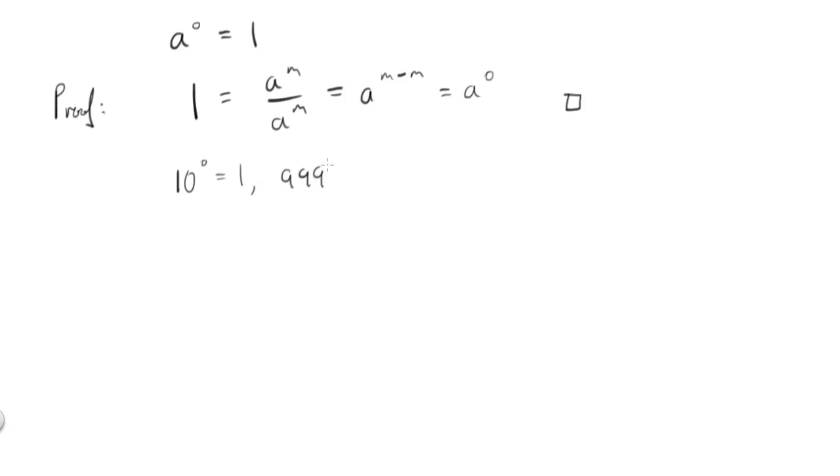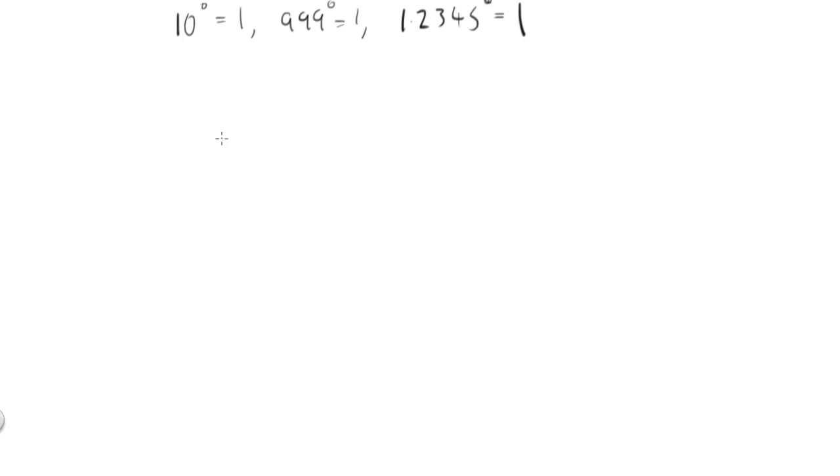If we had 99 to the power 0, that equals 1. If we had a ridiculous number I'm going to make up to the power 0, that also equals 1. So any number to the power 0 is equal to 1. That's the first result. Okay, that's a result you're going to have to remember.